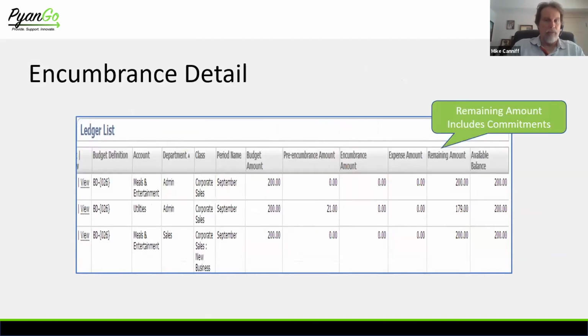I can drill down and have my detail on the encumbrances, so I can break that out. A lot of budget to actual reports will not show that. They'll just show an aggregated actual amount, which could be the sum of these 3 columns.